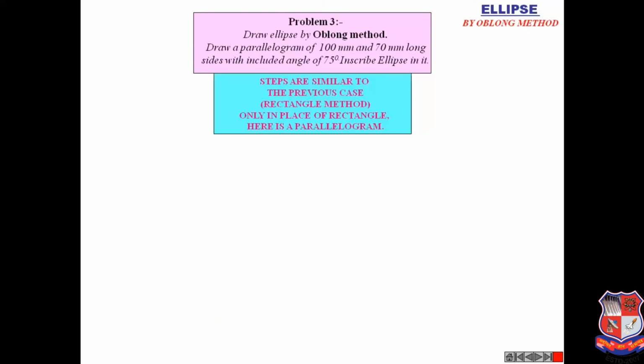Draw a parallelogram of 100 mm and 70 mm long sides which include an angle of 75 degrees. Inscribe an ellipse in it. Means you have to draw the parallelogram and draw the ellipse in it. So here the steps are similar to the previous problem. The only difference is that in the previous problem the method name itself is the rectangle method, so we were preparing one rectangle. Here the method name is the oblong method and a parallelogram is there, so we have to prepare one parallelogram.